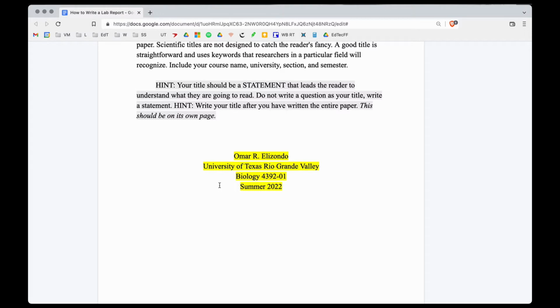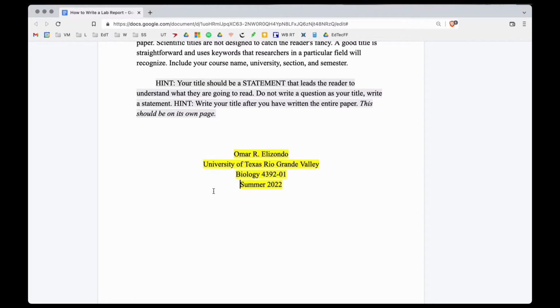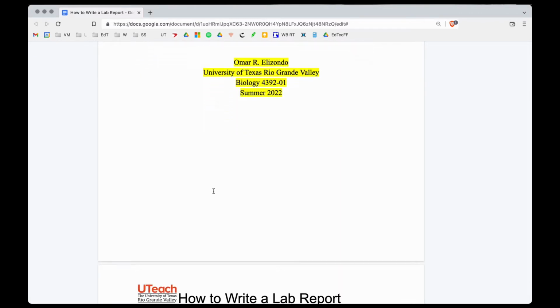So let me repeat myself. It should be a statement. It should also be the last thing you write, and it should stand on its own. It does not have to have other text on it. Just the title page, and that's it.